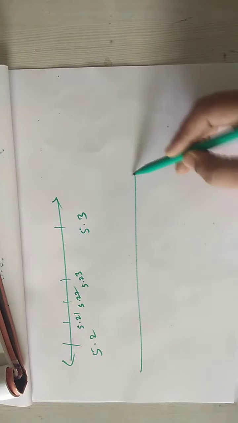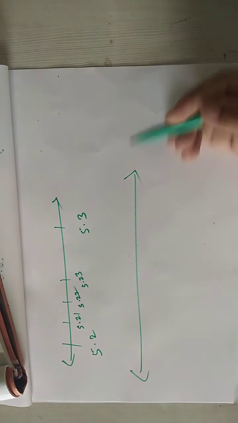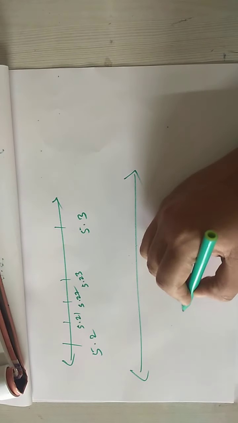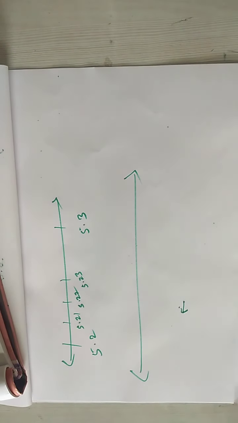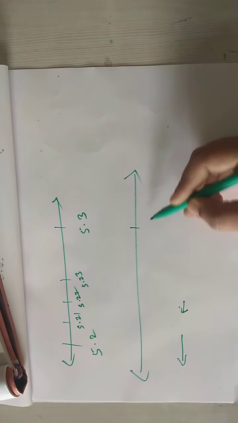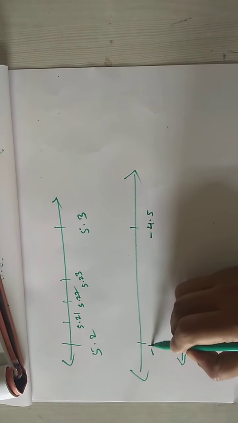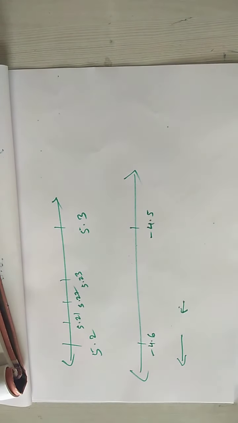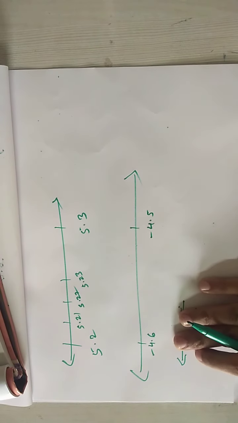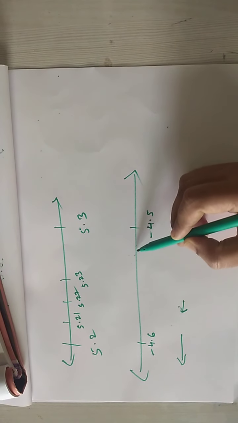The next sum is minus 4.5 and minus 4.6. Both are negative. That means they are on the left side of 0. When you move on the left side of 0, the numbers travel in this direction. So minus 4.5 will come first, and then you'll have minus 4.6 this way. Now between minus 4.6 and minus 4.5, how are the numbers going to progress? The numbers will progress like this.